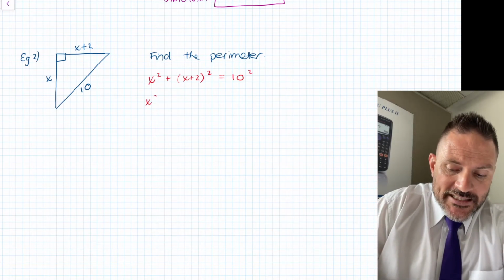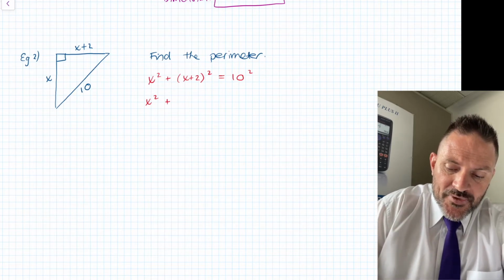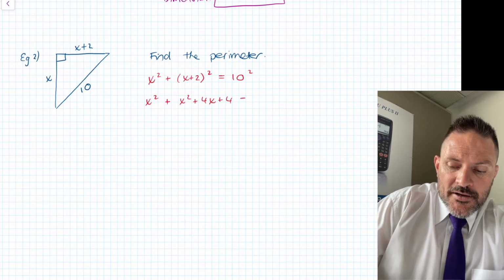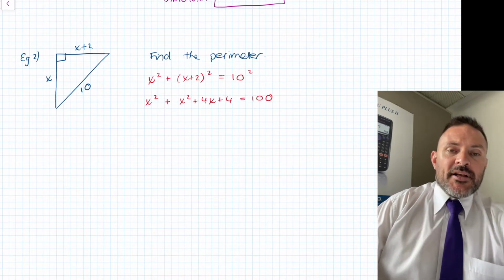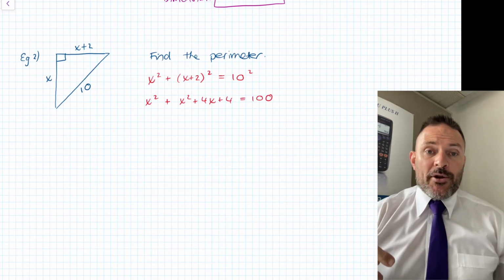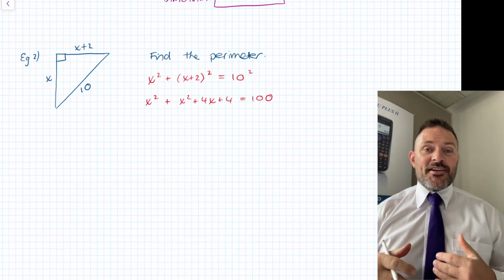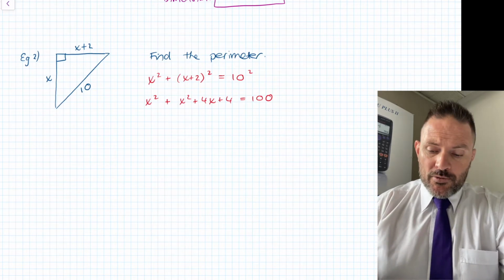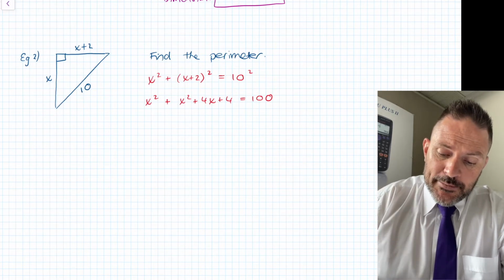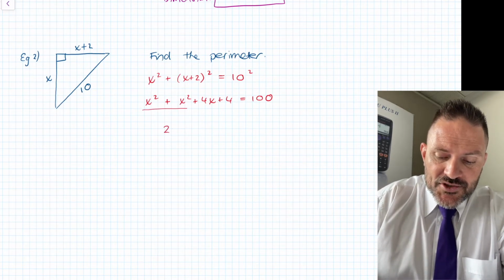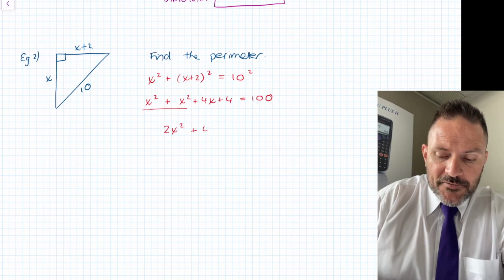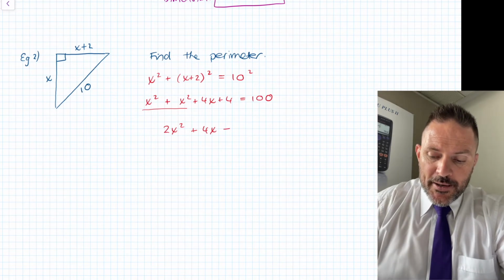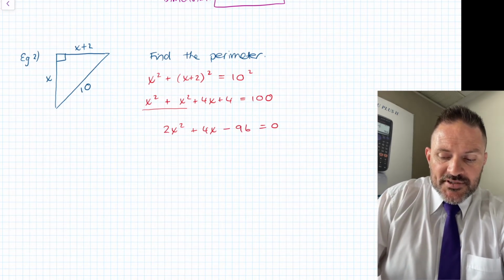I'm now going to expand those brackets out. X squared plus 4x plus 4 equals 100. You should be able to expand those quickly using our binomial product rule, or perfect square rule, should I say. Now, I'm going to simplify. X squared plus x squared is 2x squared plus 4x. I'm going to subtract the 100 across to make minus 96 equals 0.